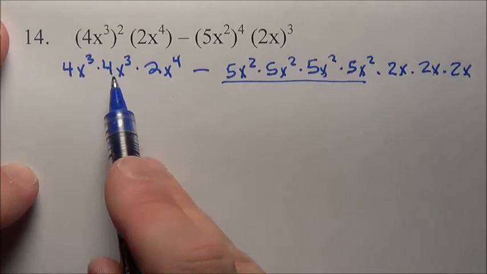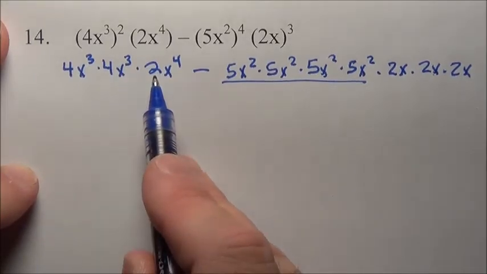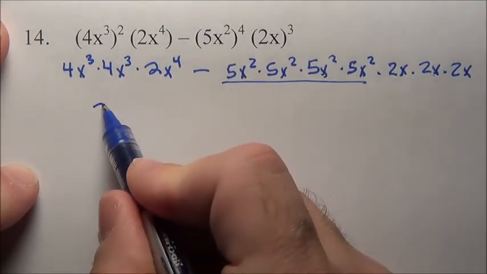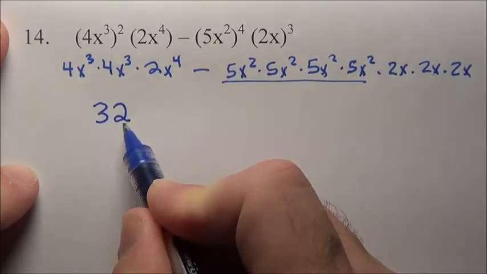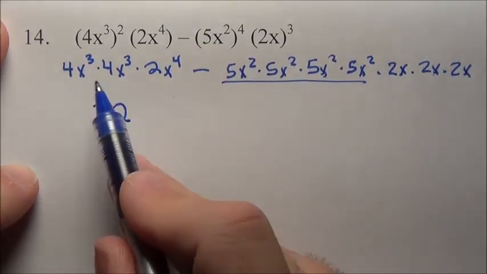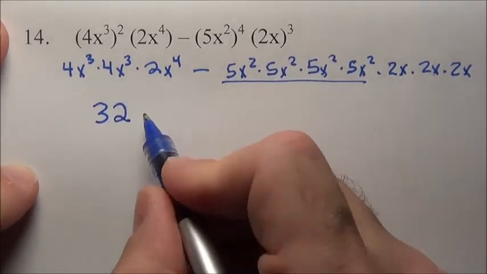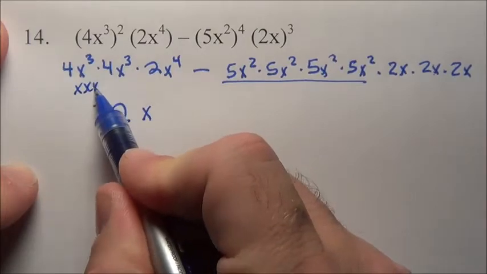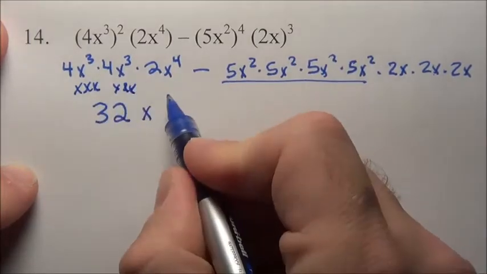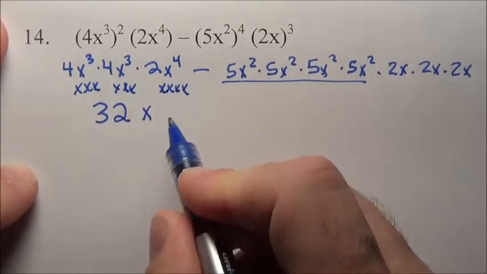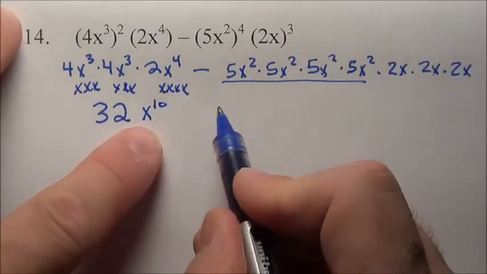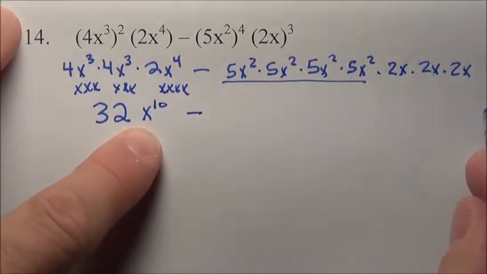Let's see what we have. We have 4 times 4 times a 2. Let's take care of the numbers first. 4 times 4 is 16, times 2 is 32. Then the x's: how many x's do we have if we listed this out? You have six x's, and then you've got four of them here. 6 plus 4 makes 10. So you've got 32x^10 minus whatever we get over here.